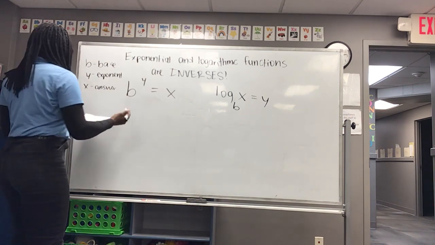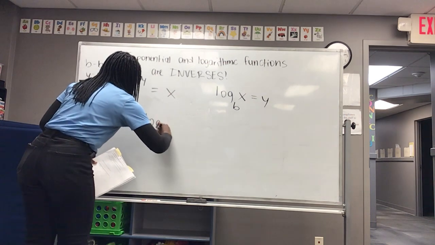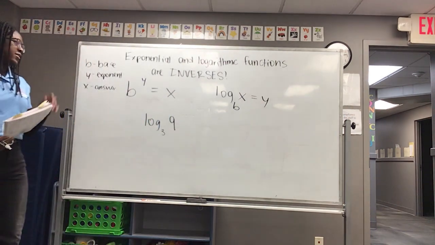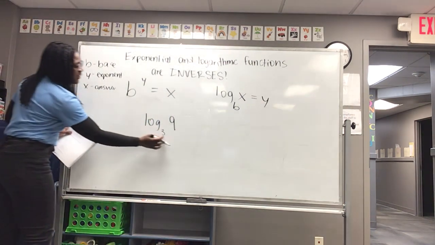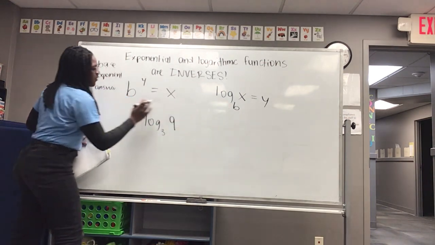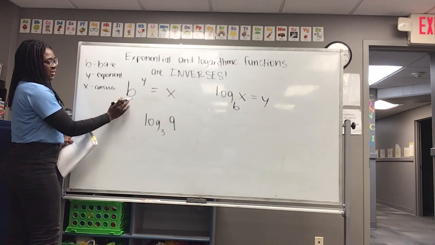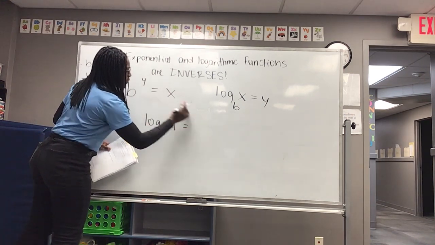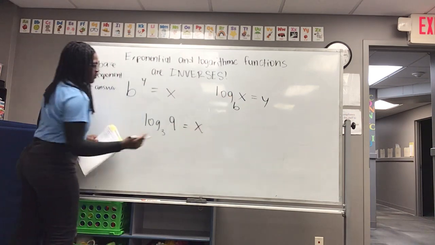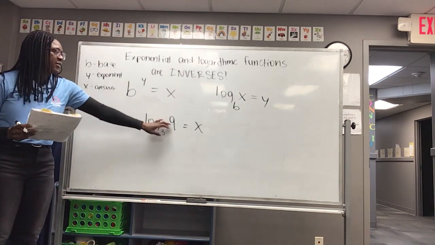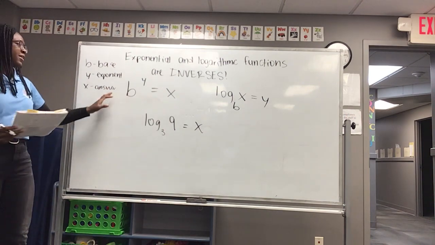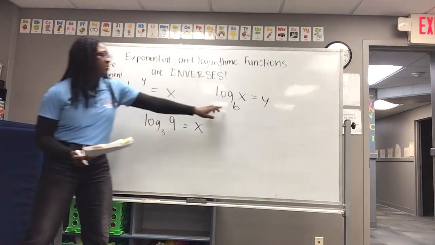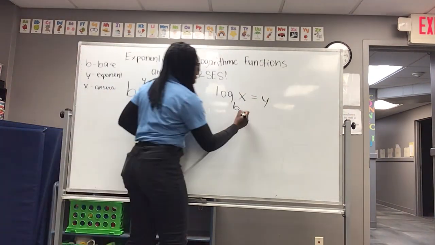So if I gave you log 3 of 9, to solve that one, remember b is my base. So if my base is 3, 3 to the power of x equals 9, because it looks like my logarithm here, b, y, x. We're kind of transitioning this into this one. So b to the power of y equals x, kind of like an arrow like this.